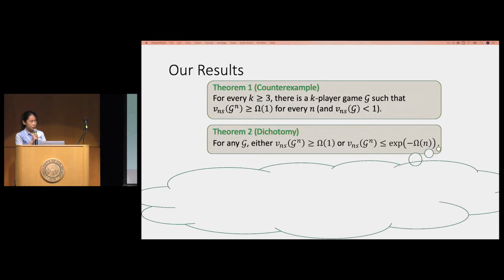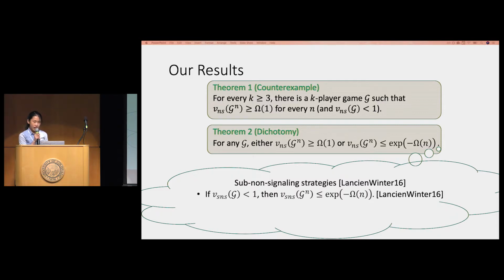I'll briefly outline the main steps for the second theorem. So Lancing and Winter introduced this generalization called sub-non-signaling strategies. So these strategies generalize non-signaling strategies. And they actually show a parallel repetition theorem for sub-non-signaling strategies. So they show that if the sub-non-signaling value of a game is less than 1, then the value of the n-fold repetition decays inverse exponentially.